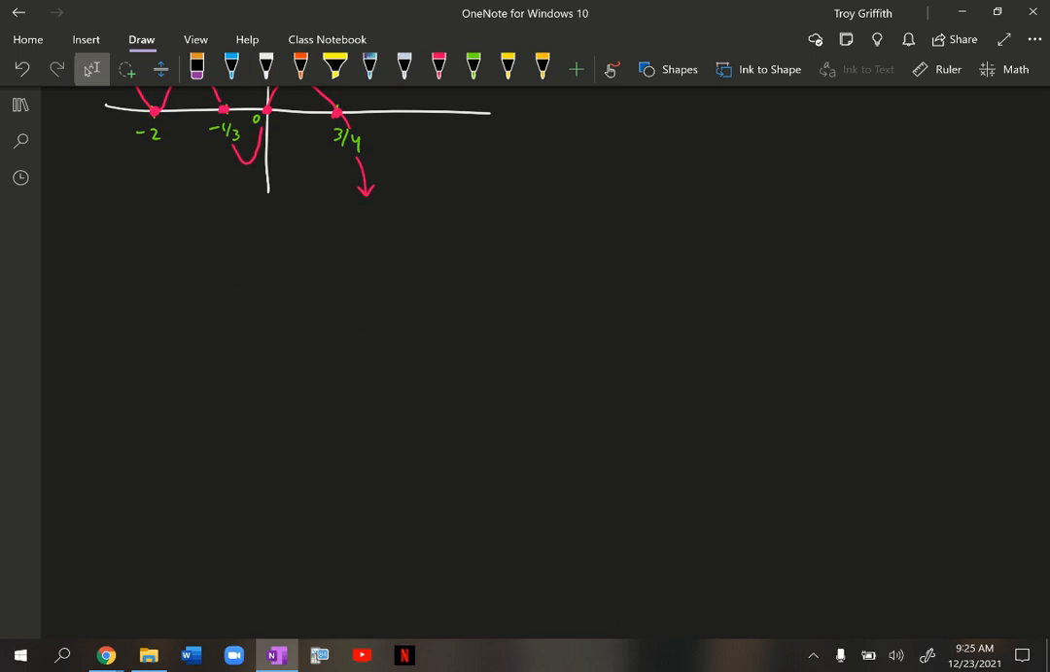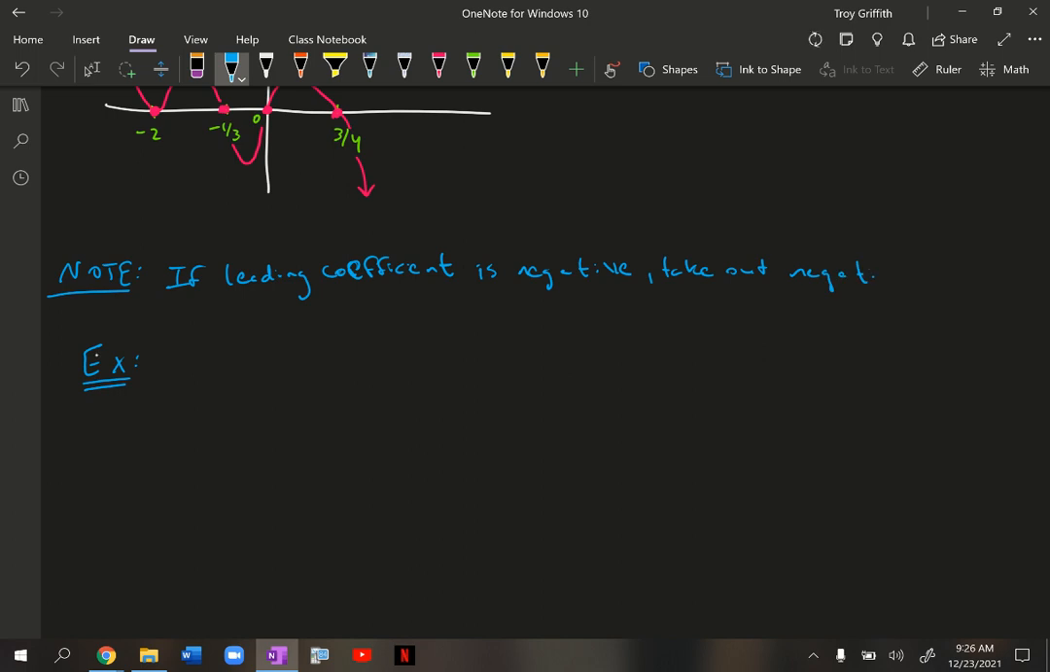All right, one more to show you guys, and then we will be finished with this video and you guys will have some practice. All right, I'm going to make a little note before we do this example. Okay, this is a big thing when it comes to these graphs right here. So note, if the leading coefficient, I apologize for the beeping in the background here, all is well, I promise. If the leading coefficient is negative, take out the negative. Okay, and as you can maybe guess, in this next example, the leading coefficient will be negative.